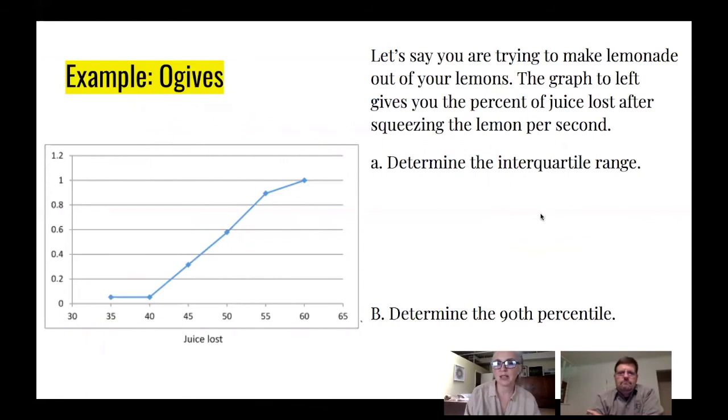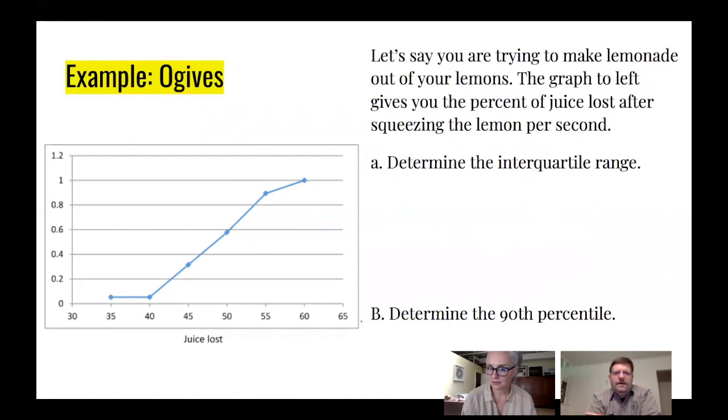So one more quick thing before we end this video. Let's say you're trying to make lemonade out of your lemons, which is what I try to do my whole life. The graph to the left gives you the percent of juice lost after squeezing the lemon per second. So the first thing it asks us to do is determine the interquartile range based on an ogive. But I did it based on data. So what do you think, Mr. Bobby?